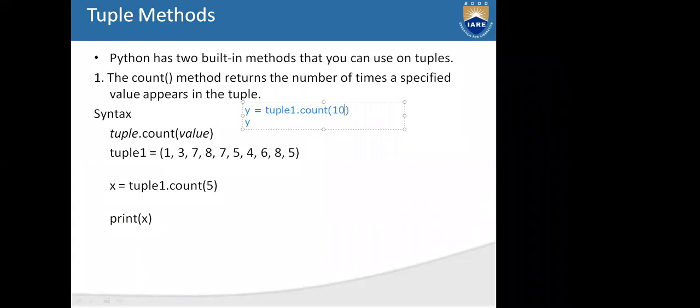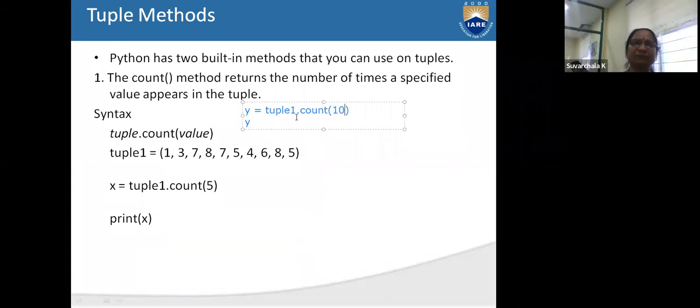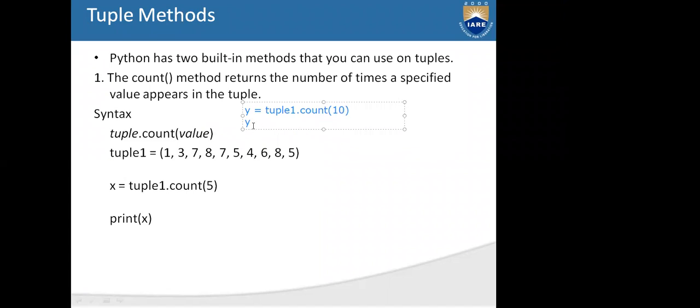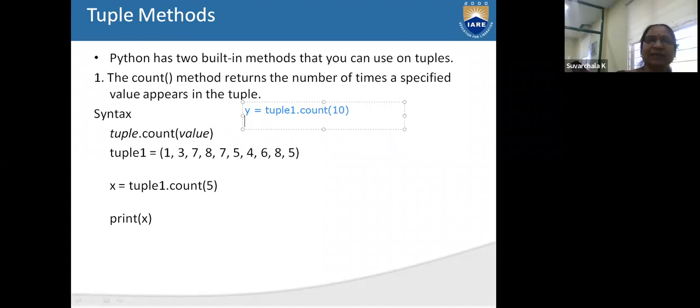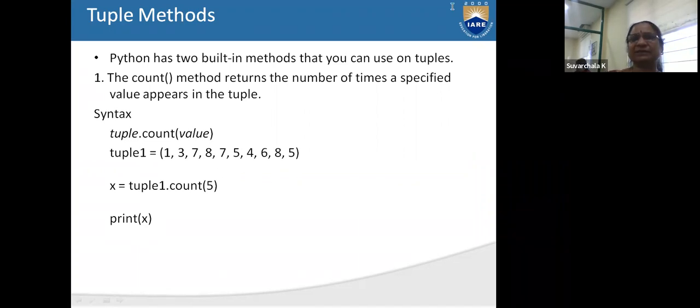How many times does 10 occur in your tuple 1? 0. So the value will be 0. Sometimes we need to know how many times a particular value occurs in our tuple, and then you can use this count method. The count method must be associated with your tuple object name. Now tuple 1 is the object. That means any tuple variable you are using can be considered an object for now. We'll discuss class and object in detail further.